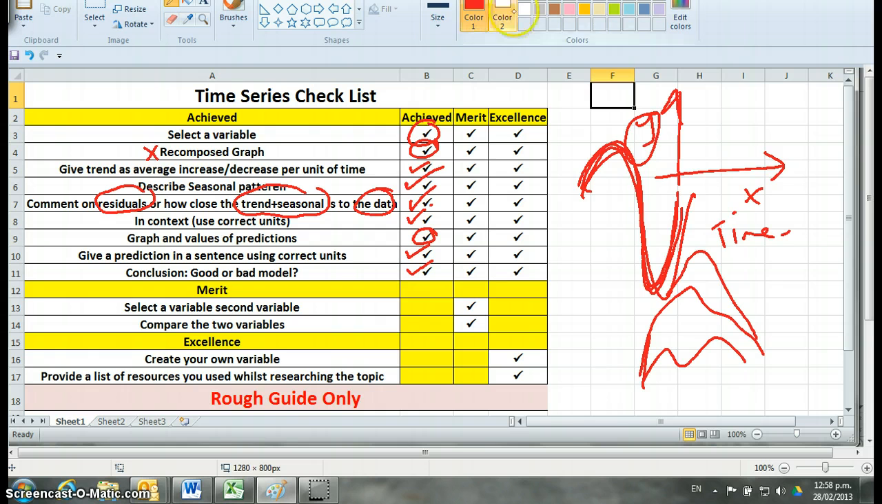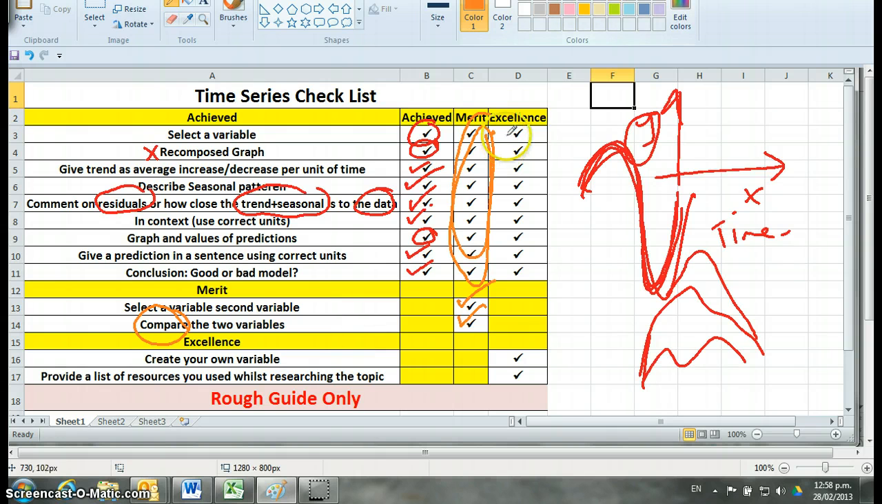So that's for achieved. Now for merit, you get a second variable and you compare the two, but this sort of stuff would be at a higher level. Okay, so I've talked about kind of the bare basics. Here it's going to be a slightly higher level, and the important bit is that you compare.